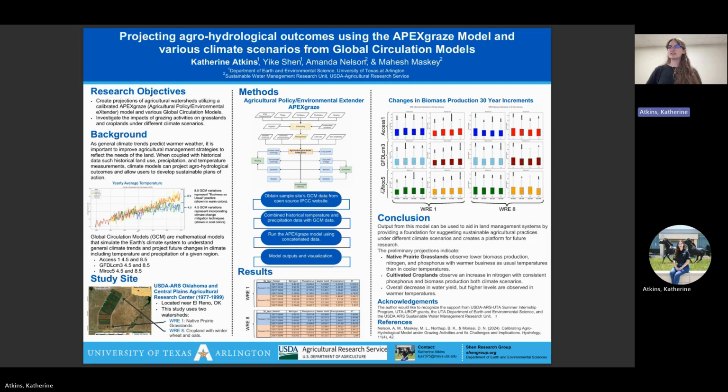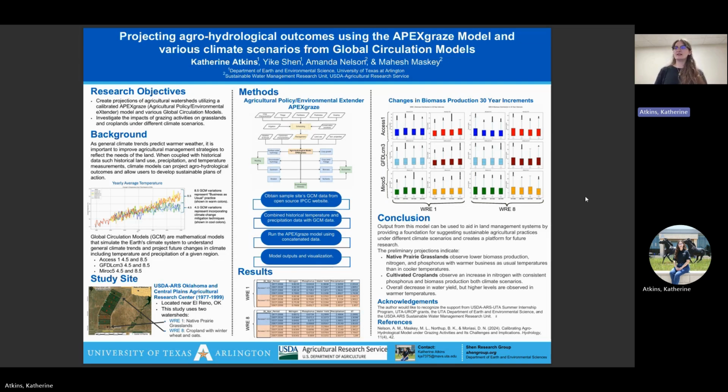Now, if we take a look at biomass production for each of these watersheds, when comparing all 3 global circulation models for each of these watersheds, we can see that with warmer temperatures in watershed number 1, we can see a lower amount of biomass when compared to the cooler temperatures. However, in the cultivated cropland watershed, we can see that it's all relatively the same in both the warmer and the cooler temperatures. This is likely because with cultivated croplands, you do see that seasonal rotation, or that more seasonality of input for the system, which is likely being shown in this model.